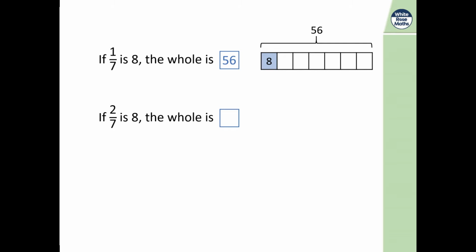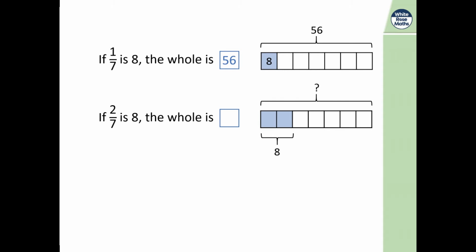Our denominator is still 7, so let's draw a bar model to show sevenths. But this time, 2/7 are equal to 8. We need to find the whole. We know 2/7 is equal to 8. So 1/7 is equal to 4. If 1/7 is equal to 4, all of the sevenths are equal to 4. The whole quantity is 7 lots of 4, which is 28. So our missing quantity is 28.